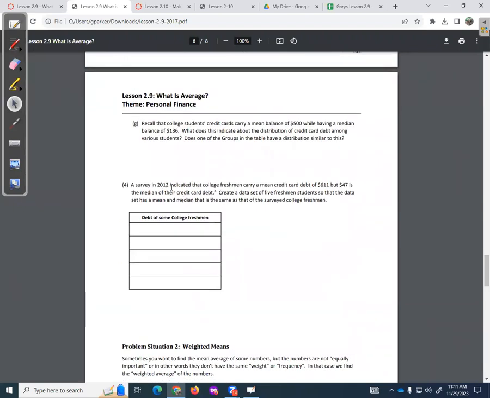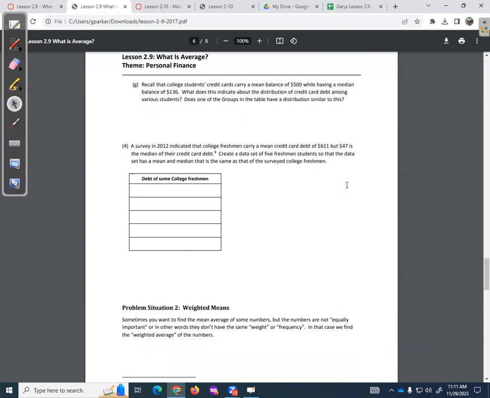Part 4 said in 2012, college freshmen had a mean debt of 611 and a median of 47 for their credit cards. And so we want to come up with a list of 5 debts for college freshmen that are going to end up giving us those 2 numbers. So a lot of ways to play with this.